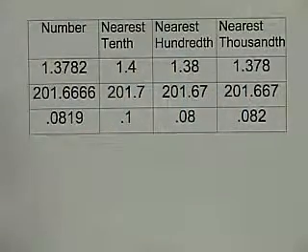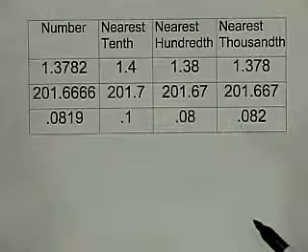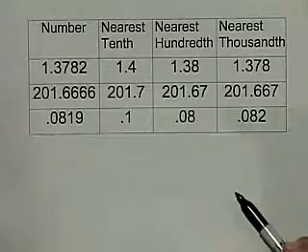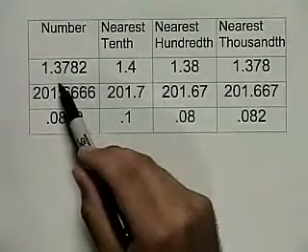Here we're asked to round these 3 numbers to the nearest tenth, nearest hundredth, and nearest thousandth. The first number we're given is 1.3782, and we're first asked to round to the nearest tenth. In order to do this, we've got to locate the 10th position, which is where the 3 is located, then look to the number to the right of that.